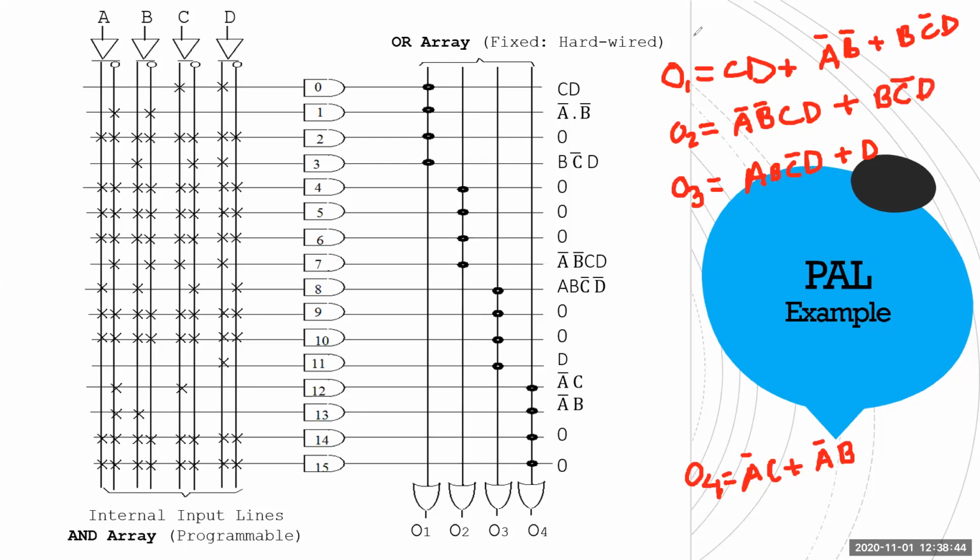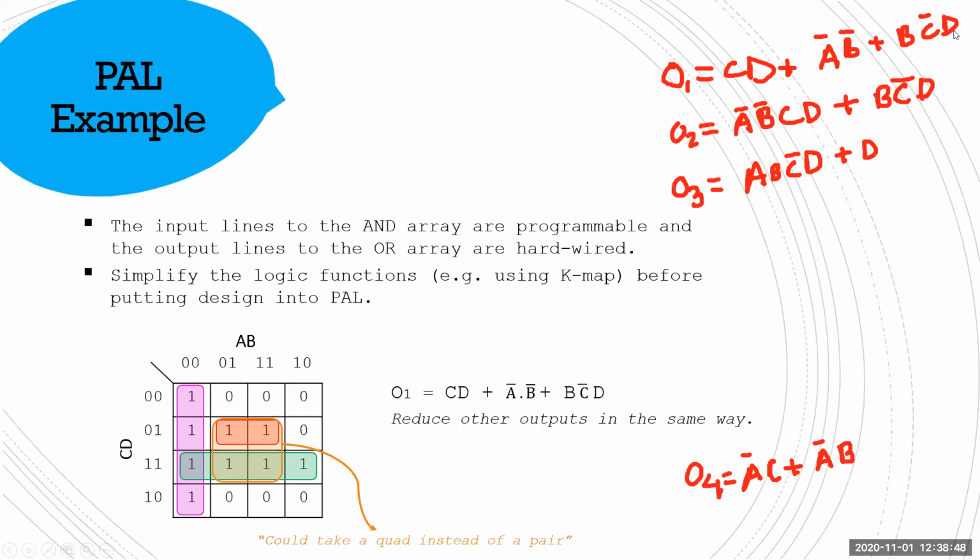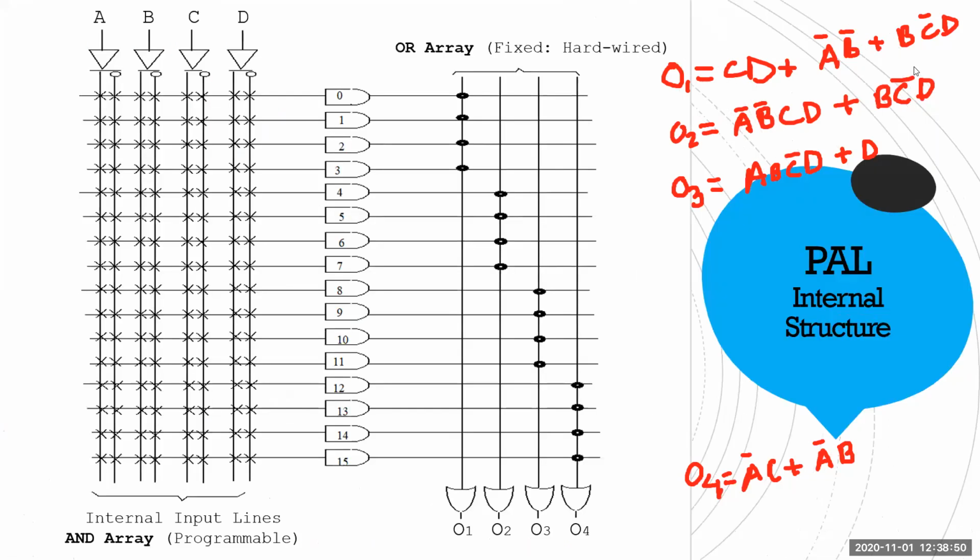Okay, now let's get back to our previous, that means the empty one, and we do the design. Okay, here you can see our O1 has C D, A bar B bar, B C D. So how many inputs do we have? A, B, C, D. That means 4 inputs, right? Yes. We have 4 inputs.